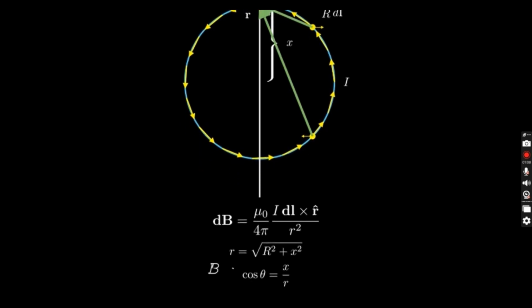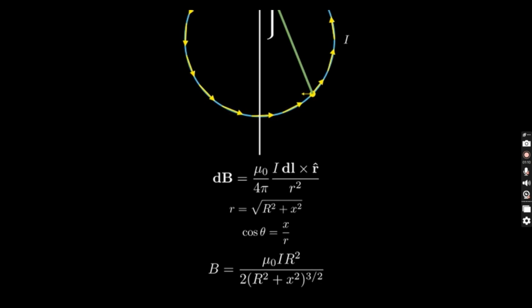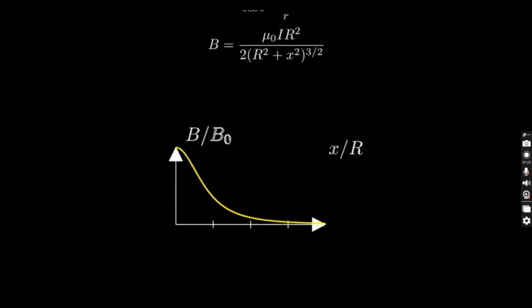Putting all this together, we can integrate over the entire loop to get our final expression for the magnetic field. This expression shows us that the magnetic field is strongest at the center of the loop where x equals 0 and decreases as we move away from the loop along its axis.